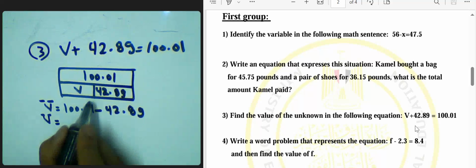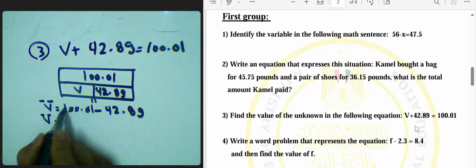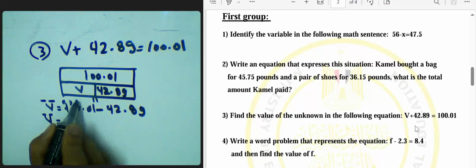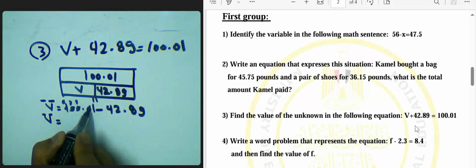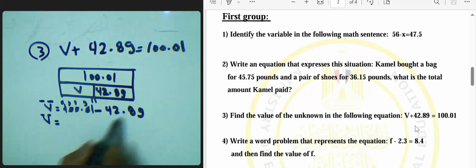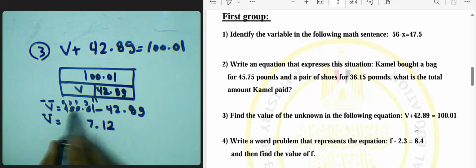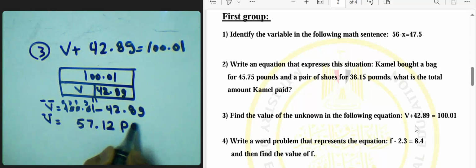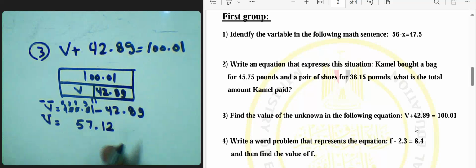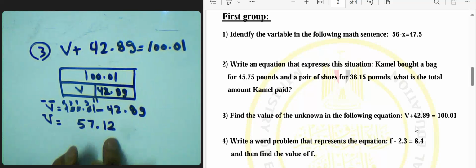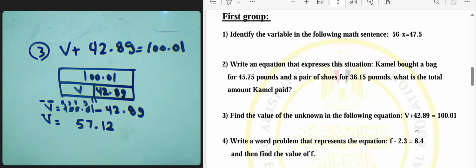Then borrow 1 and it will be 11, and this number borrow 1 here, 0, 9 and 9, and 10 here will be 9. 11 minus 9 equals 2. 9 minus 2 is 7, 9 minus 4 is 5. So the value of V would be 57 and 12 hundredths.